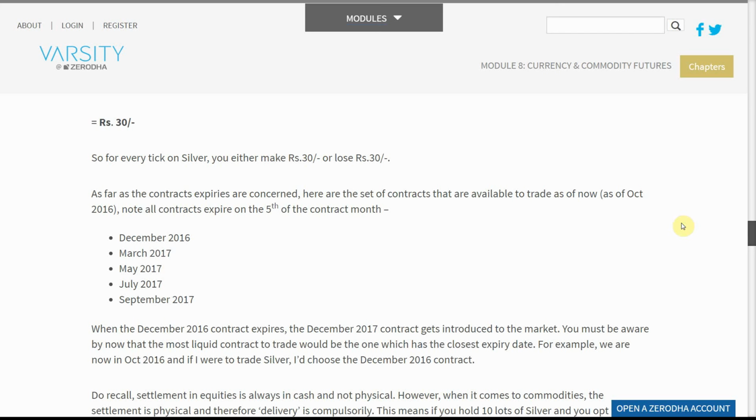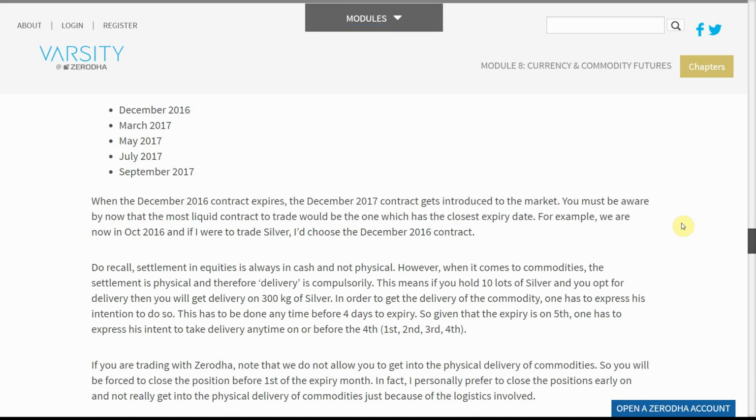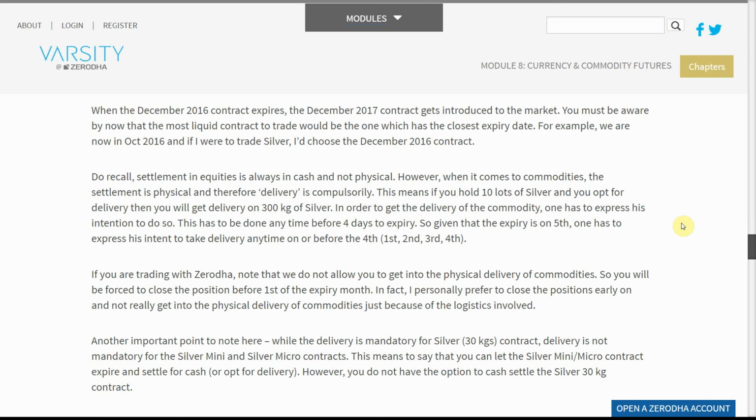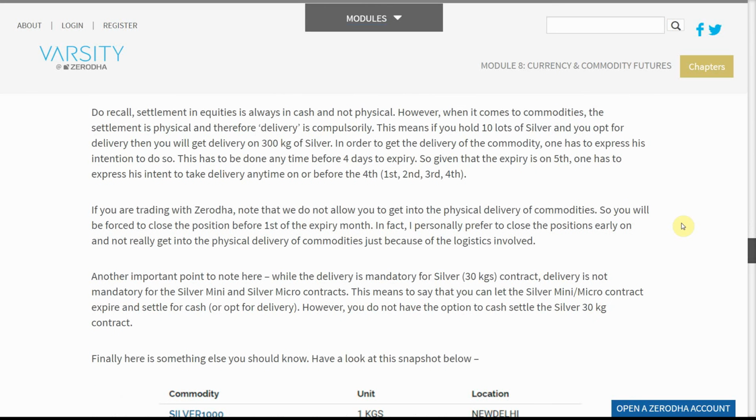You must be aware by now that the most liquid contract to trade would be the one which has the closest expiry date. For example, we are now in October 2016 and if I were to trade silver, I'd choose the December 2016 contract. Do recall, settlement in equities is always in cash and not physical. However, when it comes to commodities, the settlement is physical and therefore delivery is compulsory.